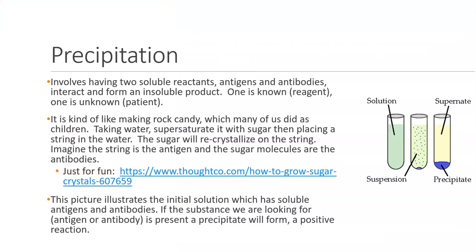The precipitation technique involves having two soluble reactants, antigens and antibodies, which interact and form an insoluble product. One is known, which is the reagent, and one is unknown. So if we're looking for antigen, we're going to have a known antibody. If we're looking for antibody, we're going to have a known antigen. And so again, these are in liquid. You mix them together and you cannot see them, but if whatever reactant we're looking for is present, then these particles form, which eventually get so hard they drop to the bottom.